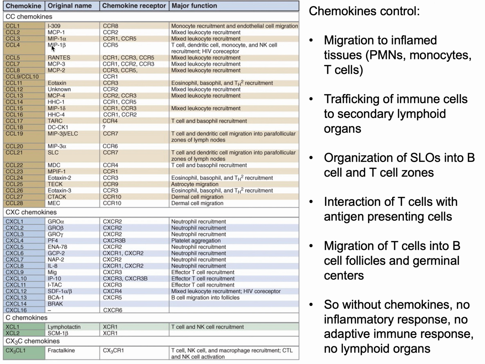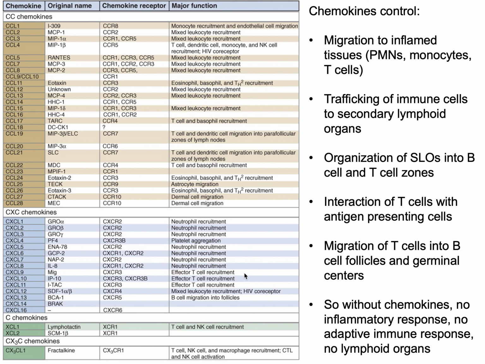There are many chemokines, and chemokines have a variety of important functions. They mediate migration to inflamed tissues. They mediate trafficking of immune cells within secondary lymphoid organs and organization of those organs. They mediate interactions of T cells with antigen-presenting cells, migration of T cells into B cell follicles and germinal centers. So basically, without chemokines, you don't get an inflammatory response, you don't get an adaptive immune response, and you don't have lymphoid organs.